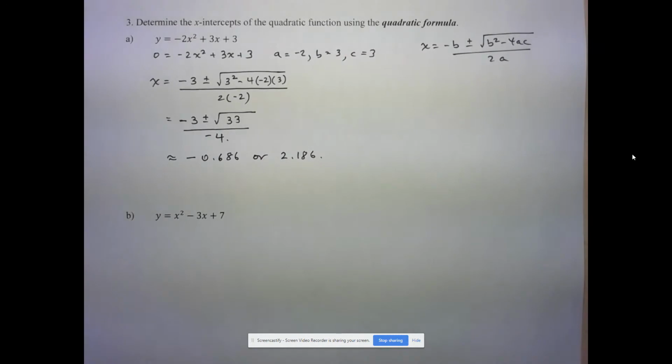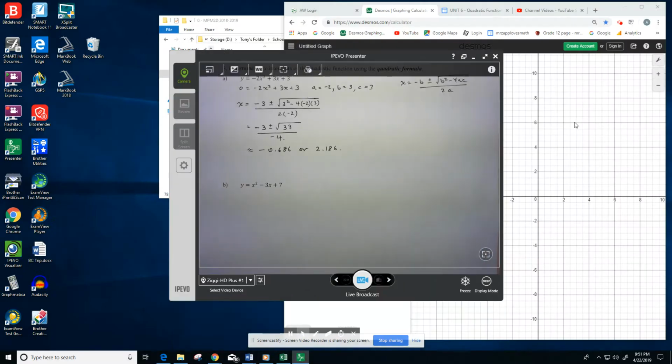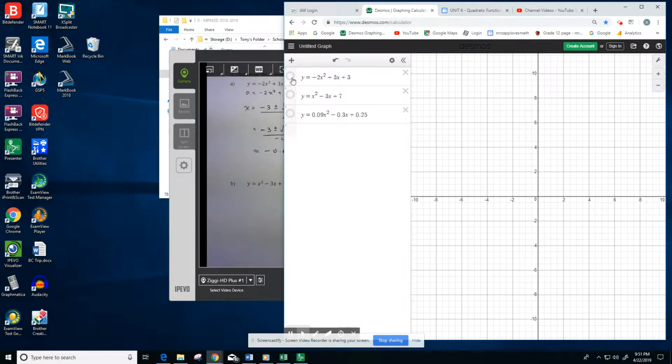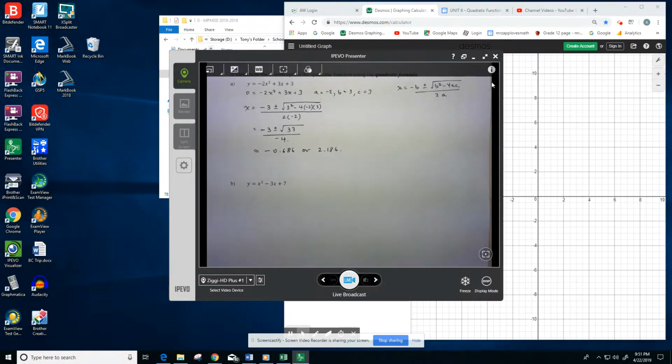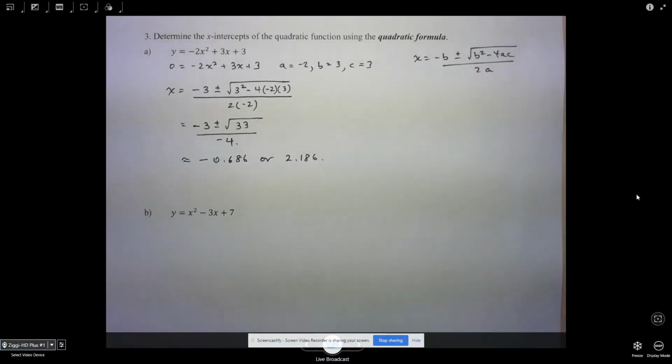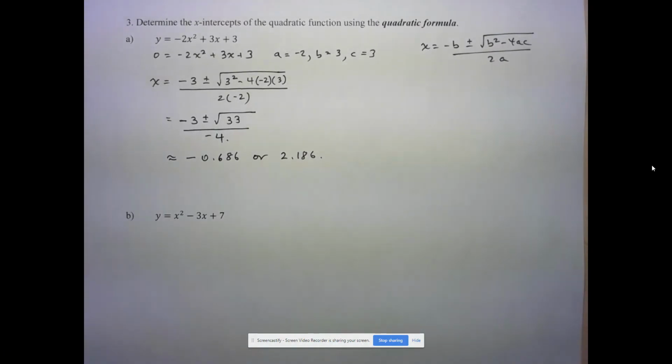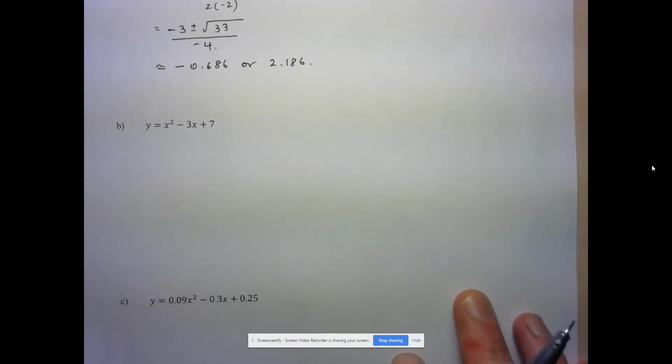All right, so let's take a quick look at Desmos to see if this makes sense. Let's take a look at this first one, and we see that we have 2 x-intercepts, and if I check, there you go, negative 0.686, exactly what we found, and 2.186, again exactly what we found. All right, so let's go do the next 2, and then we'll test them out on Desmos at the same time. All right, so let's do this one here.